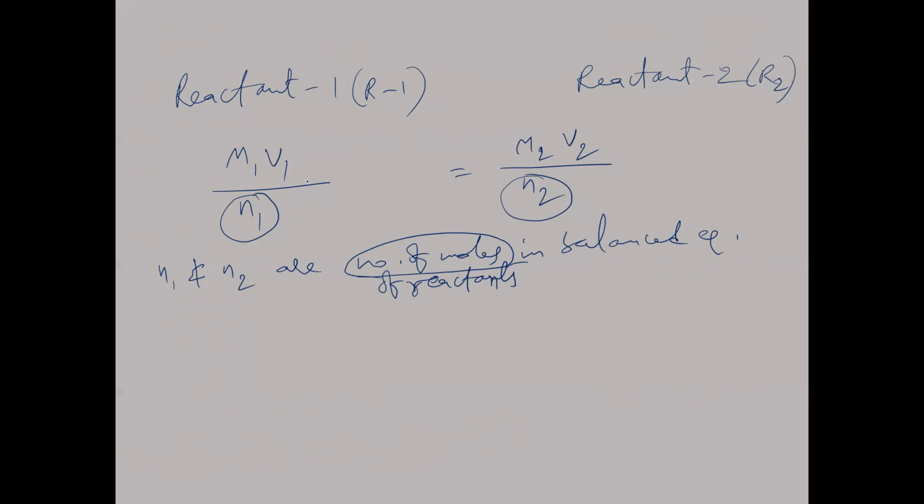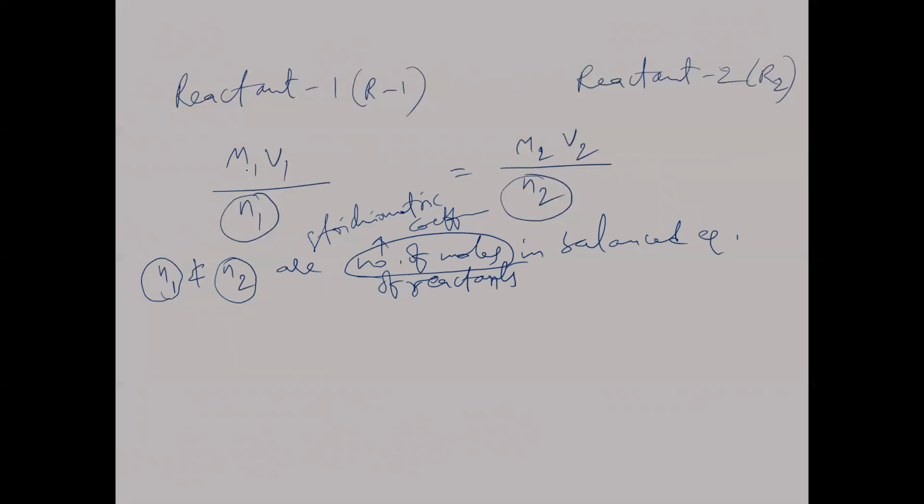Some x number of moles of reactant 1 reacts with y number of moles of reactant 2. That number of moles of reactants will be n1 and n2. n1 is the number of moles of the first reactant in the balanced equation. n2 is the number of moles of the second reactant in the balanced equation. These are called stoichiometric coefficients. Stoichiometric coefficients or number of moles, we say here, n1 and n2. Don't confuse with the n-factor here. It is not n-factor.